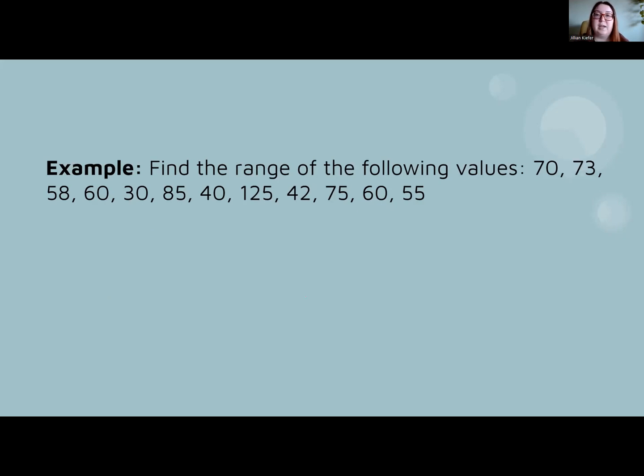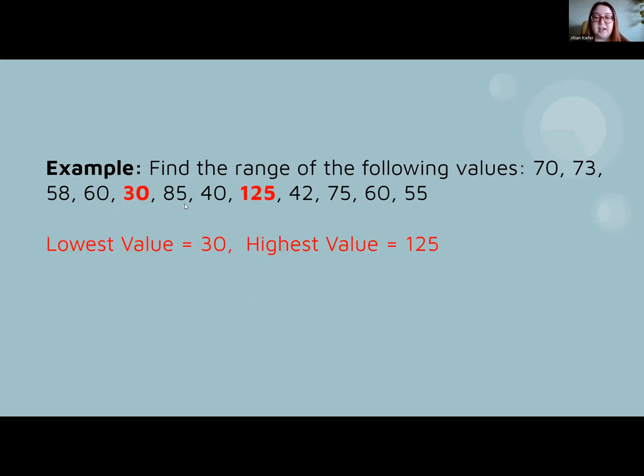So now we're going to find the range. The range we said before was the highest value minus the lowest value. And in our data set here, the highest value was 125, the lowest being 30. So our range will be 125 minus 30, which gives us the value of 95.